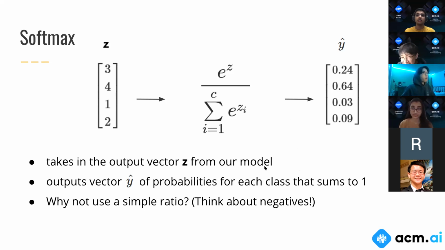And so a question I have for you right now is: why do we have this really complicated looking function right here? Why do we have an e to the z and a summation of e to the z? Why can't we just take a ratio of like 3 to 4 to 1, or 3 over the sum of these things, and 4 over the sum of these things? Why do we have this complicated softmax function instead?